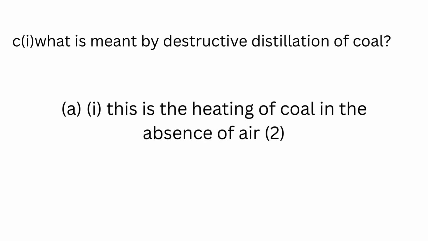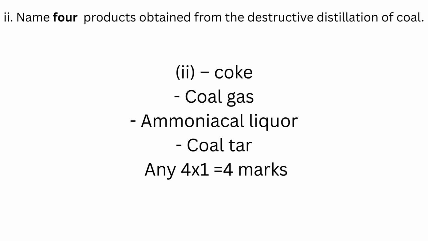What is meant by destructive distillation of coal? The answer is, this is the heating of coal in the absence of oxygen. That absence must be mentioned. If the absence is not mentioned, 0 mark. If you write it's the heating of coal in air, 0 mark. Now, the next question. Name 4 products obtained from the destructive distillation of coal. We have coke, coal gas, ammoniacal liquor, coal tar. For the 4 products mentioned, 4 marks. So, are you seeing that it's easy? It's easy.